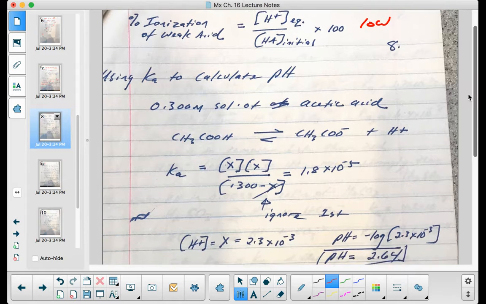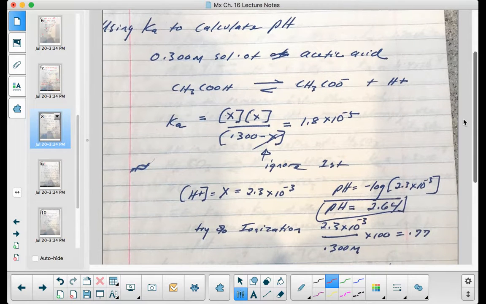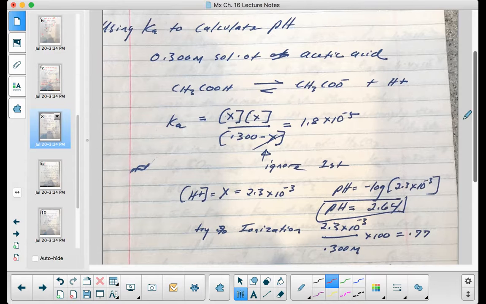Okay, now, how would we use Ka to calculate pH? So now we're just doing the backwards of what we did in the previous example. So let's say I have a 0.3 molar solution of acetic acid. It's going to ionize with the double arrows. If you're being asked to calculate Ka, you know you're dealing with a weak acid. That's the easiest way to determine the difference between the weak acid and strong acid. Your questions related to Ka are going to deal with weak acids.